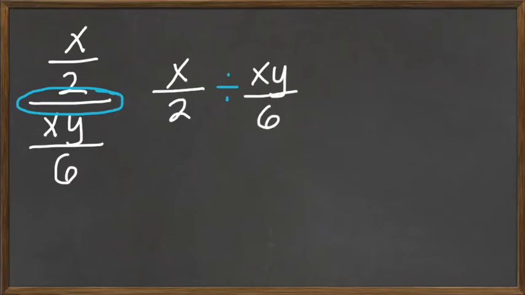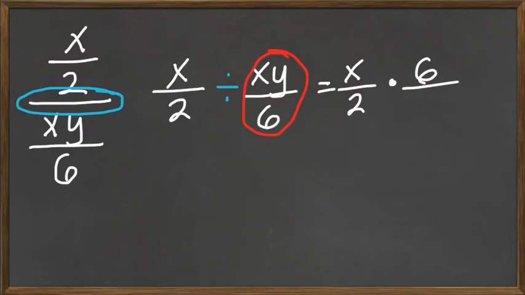Then we do the same thing. We go ahead and take that second fraction, since it's division of fractions, and we flip it to the reciprocal and multiply. We'll leave the first fraction all alone, x divided by 2. We rewrite that, make it multiplication, 6 divided by xy. We're ready to start simplifying.